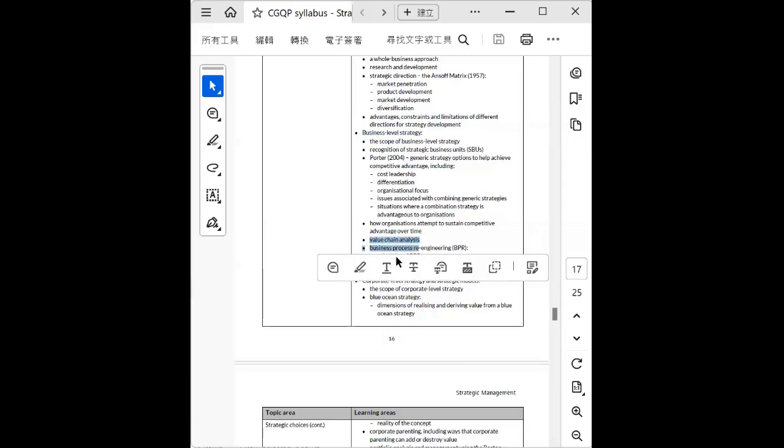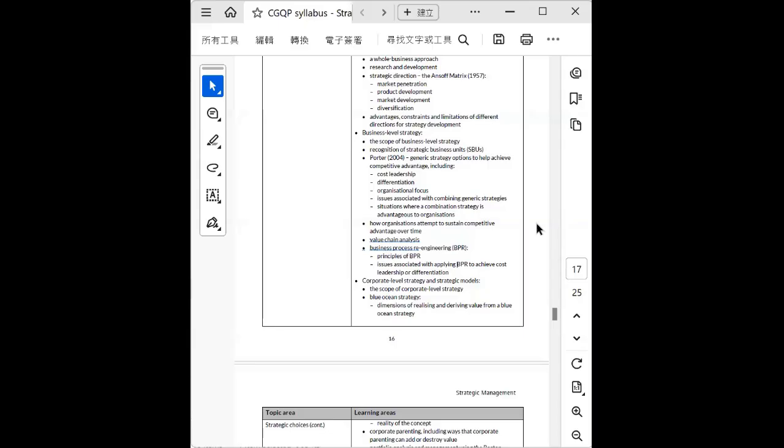And then we have business process re-engineering, where you redesign the business process to improve your efficiency, quality, and customer satisfaction. So the principle of BPR is to focus on rethinking and radically redesigning the process so as to achieve a significant improvement in the performance.